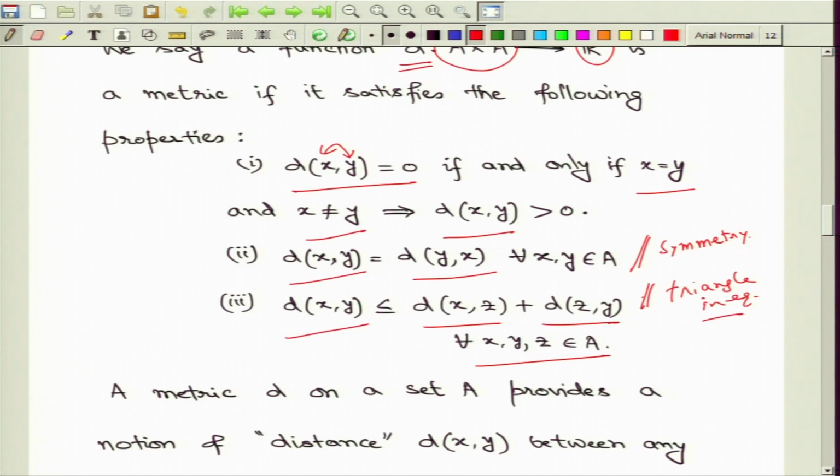So, this is essentially talking about a triangle involving the 3 points x, y and z, and what we are saying is that the length of one side should be less than or equal to the addition of the lengths of the other two sides. So, that is essentially what we call the triangle inequality.